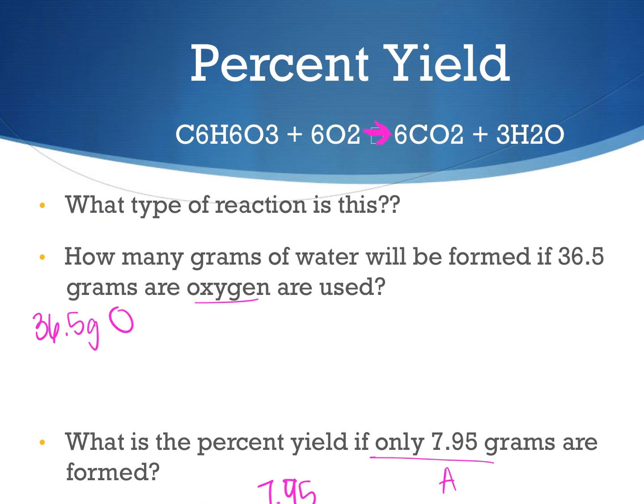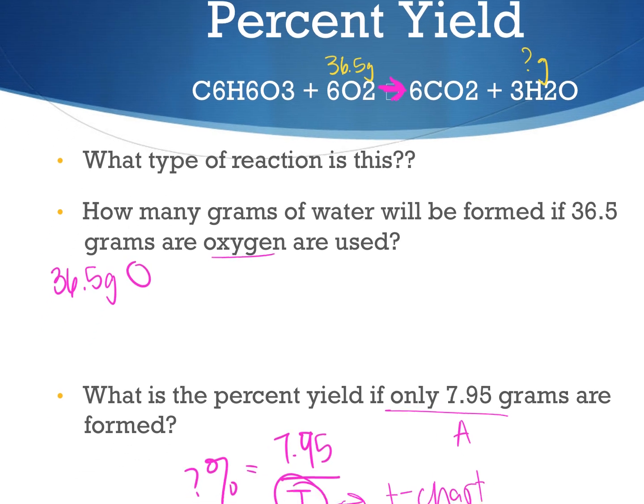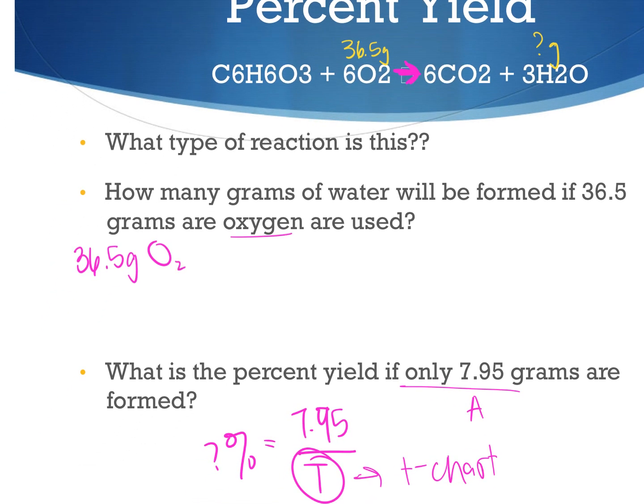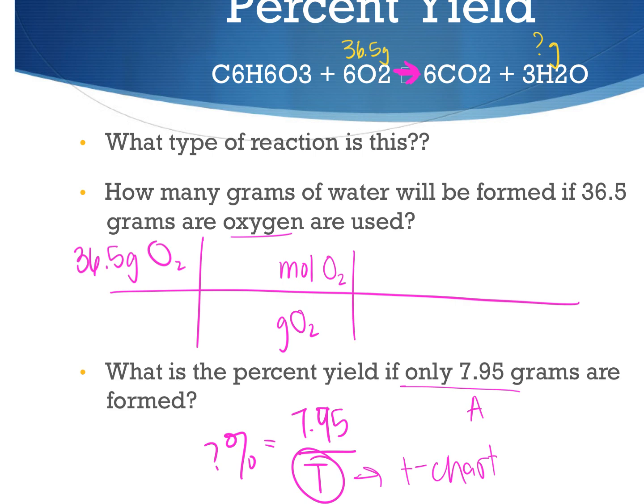If it were me, I would go up here and write, we're starting with 36.5 grams, and we want to know how many grams of water we're going to get, right? Help yourself hone in on the two substances you're studying. So I'm going to start with 36.5 grams of O2. Remember, grams of oxygen have to go on the bottom to get rid of it. And what am I going to do here? Moles of oxygen. I have to convert from grams to moles.